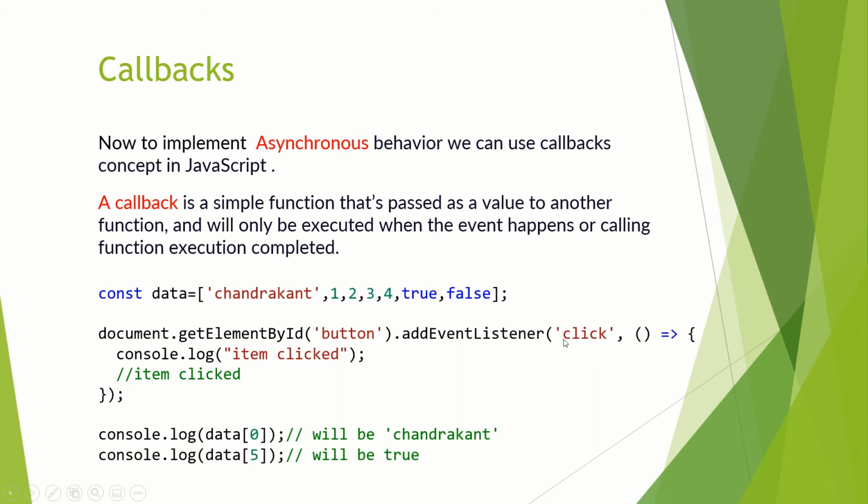When the event occurs, when the user clicks on this button, at that time this line of code will be executed. Otherwise, when you execute this program, you only get these two console outputs. When the user clicks on this button, at that time this console log will be printed. So this is one way that we use the callback in JavaScript.